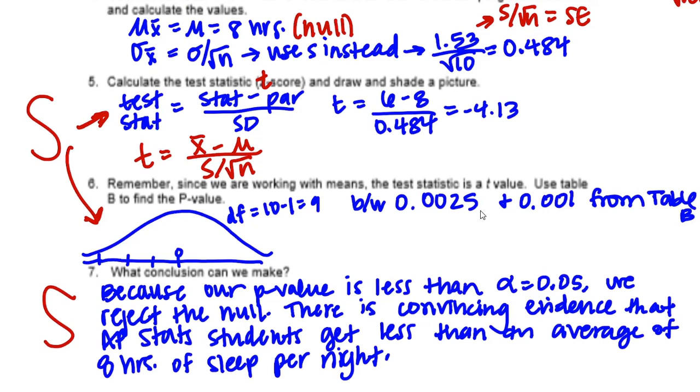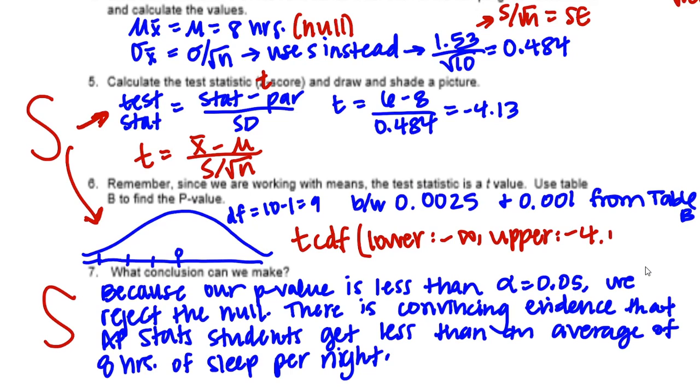I do want to show you how to use your calculator to get the real thing, of course. So we're going to do tcdf. In this case, my lower would be negative infinity because it's to the left. Remember, it's negative. You start with negative infinity. My upper would be the t star. And then my df would be n minus 1, 9. So I'll show you how to get an exact value.